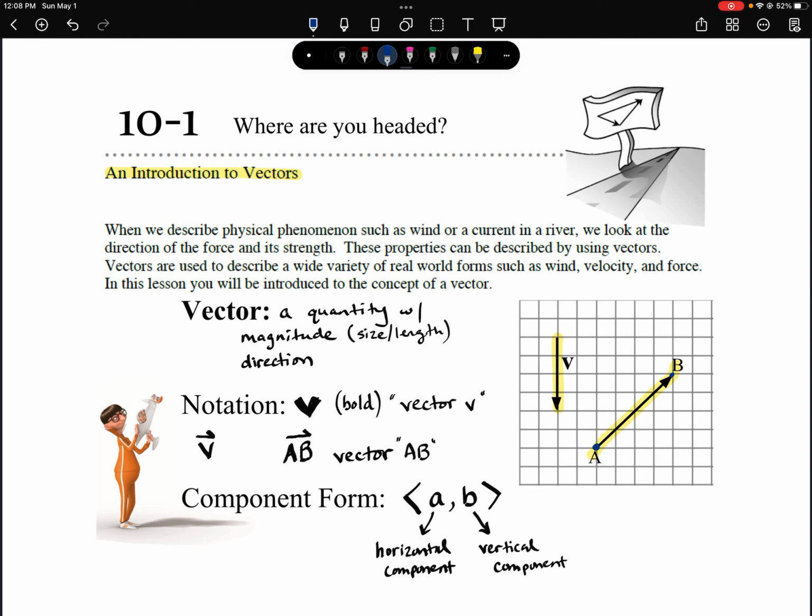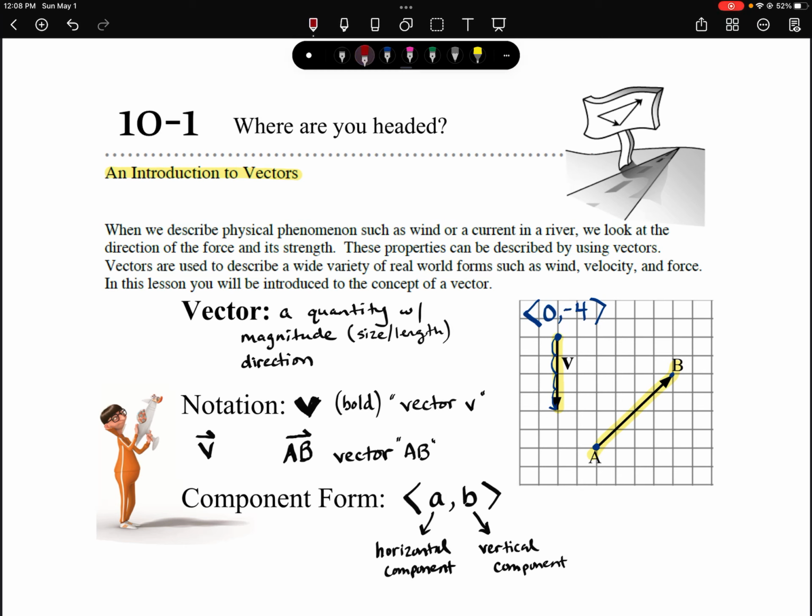If we look at vector v, obviously it starts here at the top. If we were going to describe this by its horizontal component, notice this one does not go left or right. So in writing its component form, we would have a 0 for the horizontal component. And then you notice it goes down 1, 2, 3, 4 units. So our vertical component would be -4. Just like you're used to with numbers, if you're going left, that would be negative. If you're going right, that would be positive. If you're going down, it would be negative. If it's going up, it would be positive.